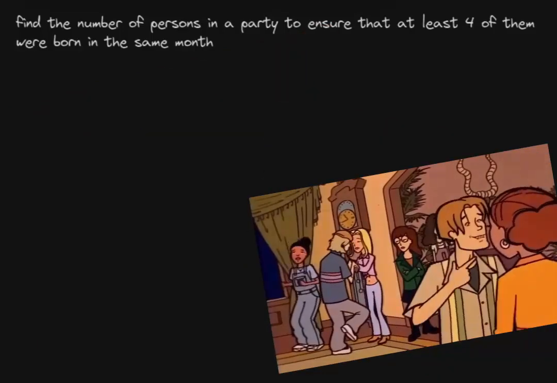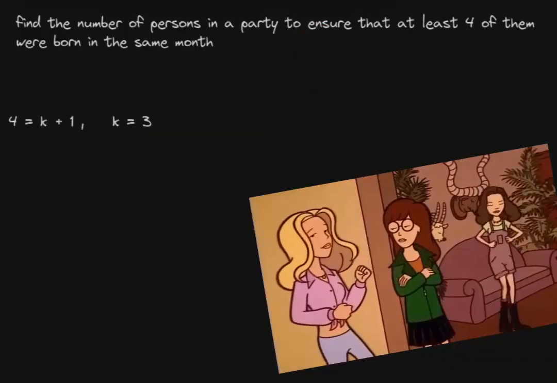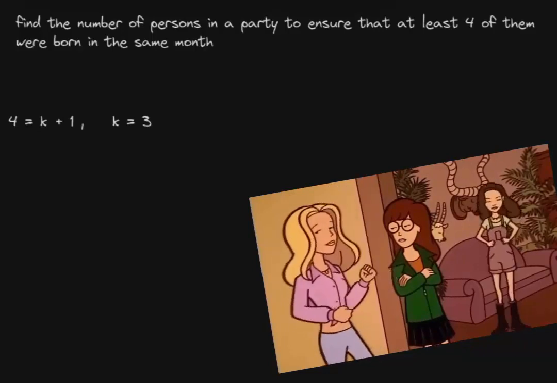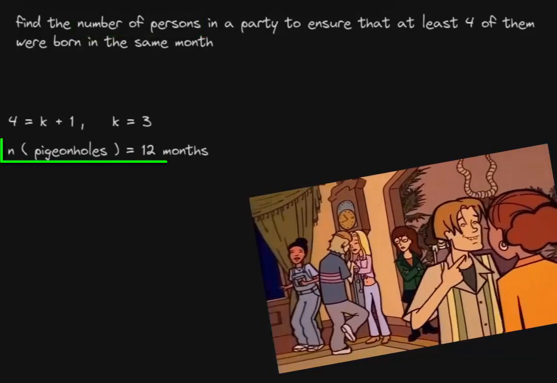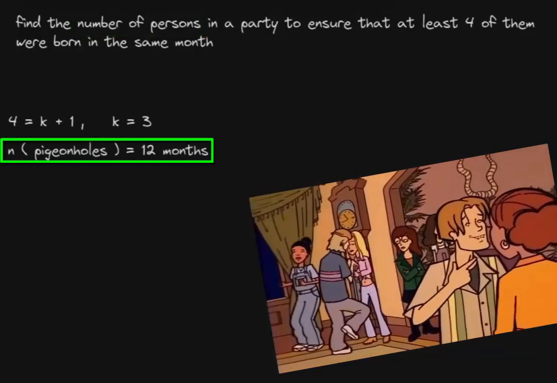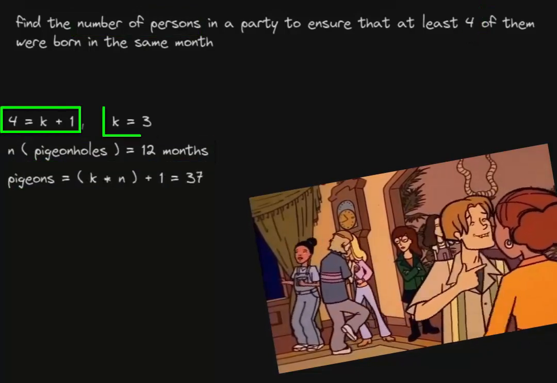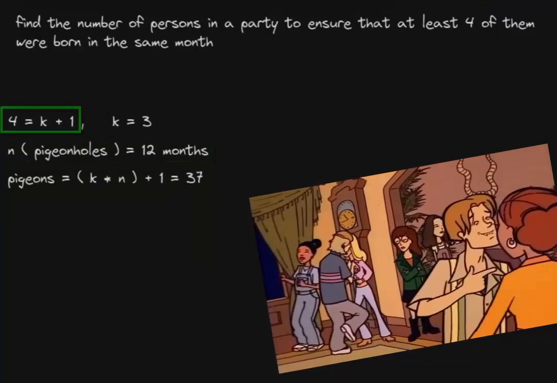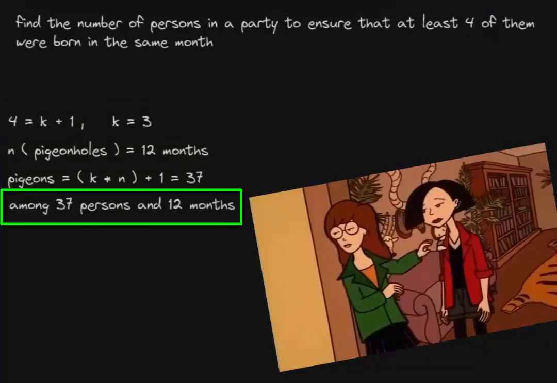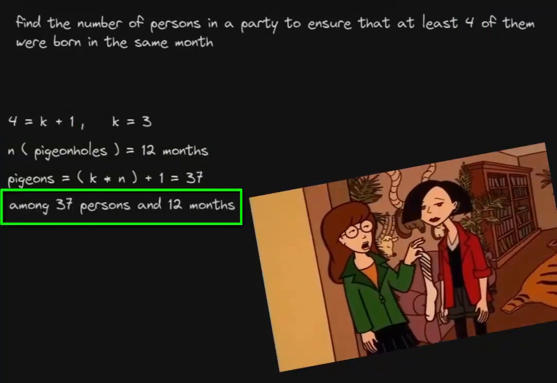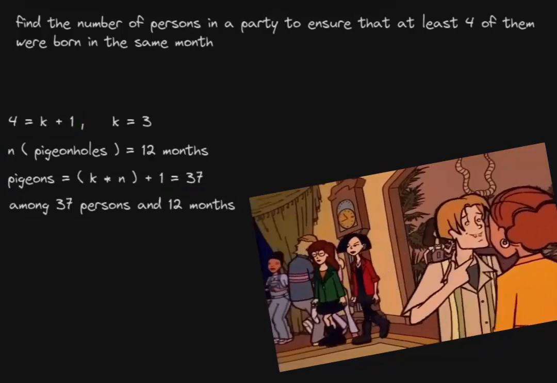A pigeonhole principle situation is always about getting the k factor. N is the number of pigeonholes. In this case, there are 12 months. The pigeons in the hole are k plus 1, so k equals 4 minus 1. Among 37 random persons, at least 4 were born in the same month.